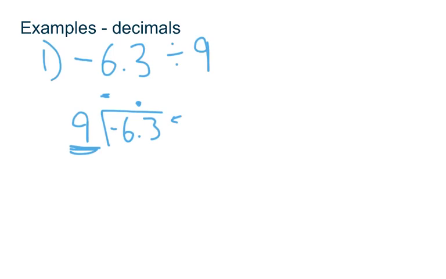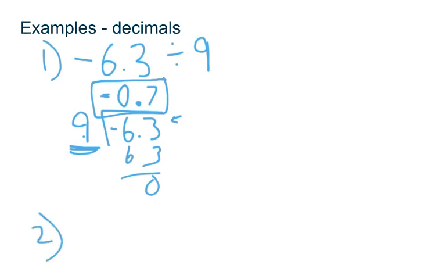And now I just go about my division. So 9 goes into 6 0 times, but it goes into 63 7 times. And I'll get 63, no remainder, and I'm done. So my final answer is negative 0.7.